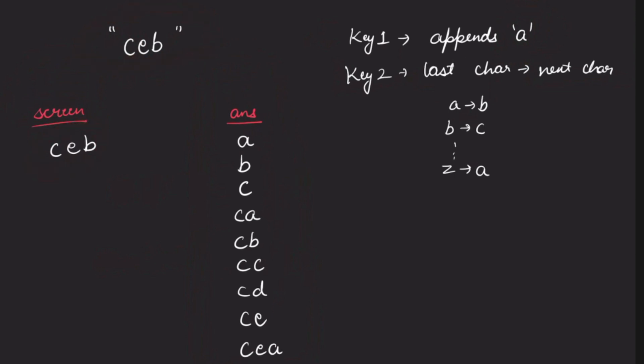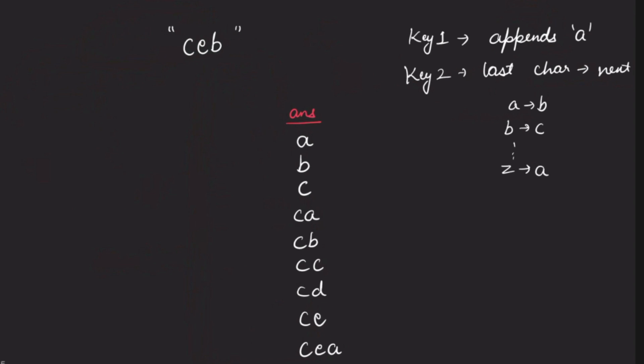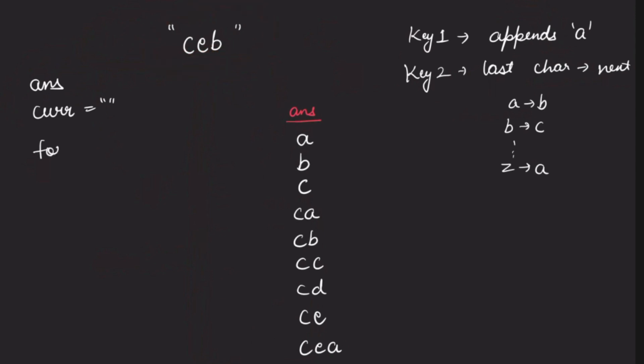So what you are doing is, first you need your answer vector. Then you want the current string on the screen, so you will take a string variable which will initially be empty. Now you want each and every character of the string, so you will iterate inside the string: for auto ch in target. Let's suppose ch is giving you the character. In the first iteration it will be C, then E, then B.